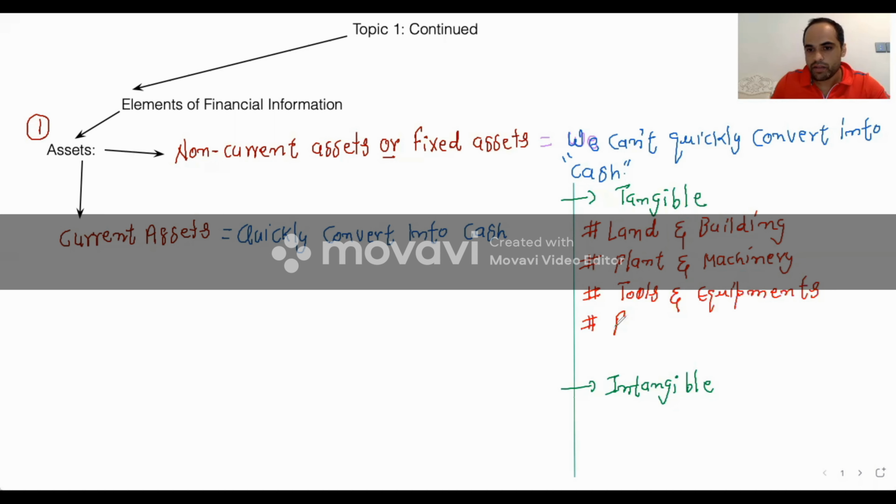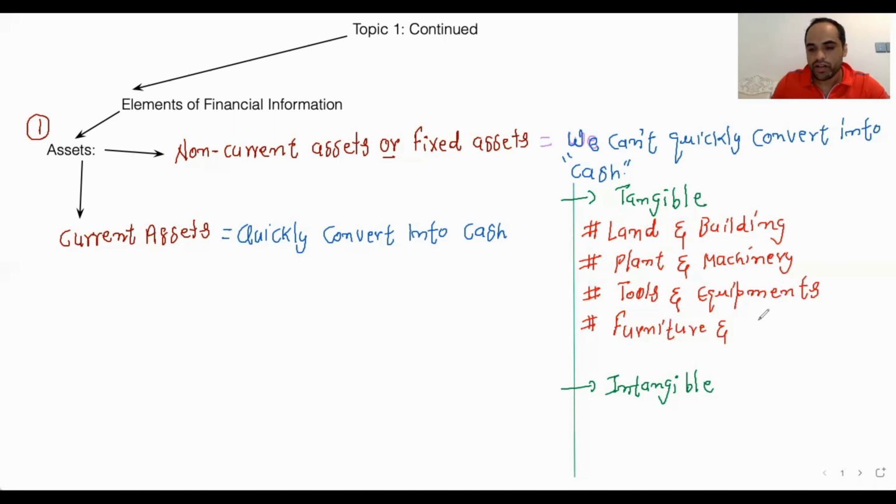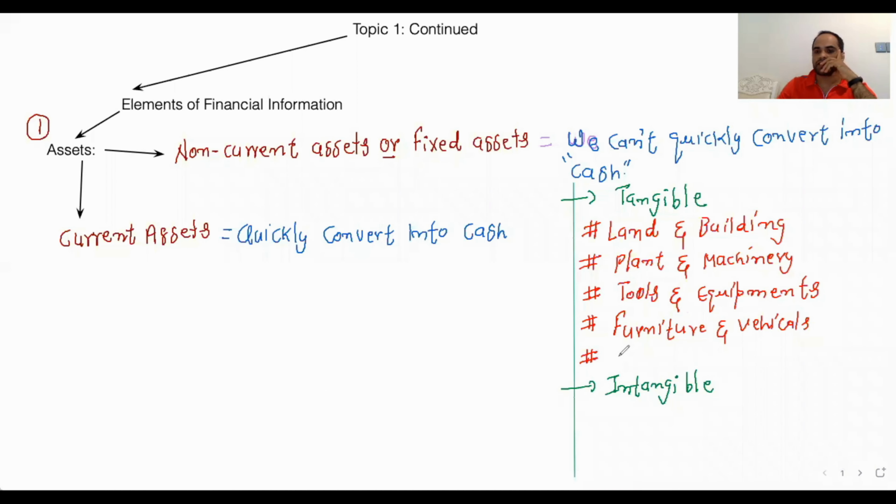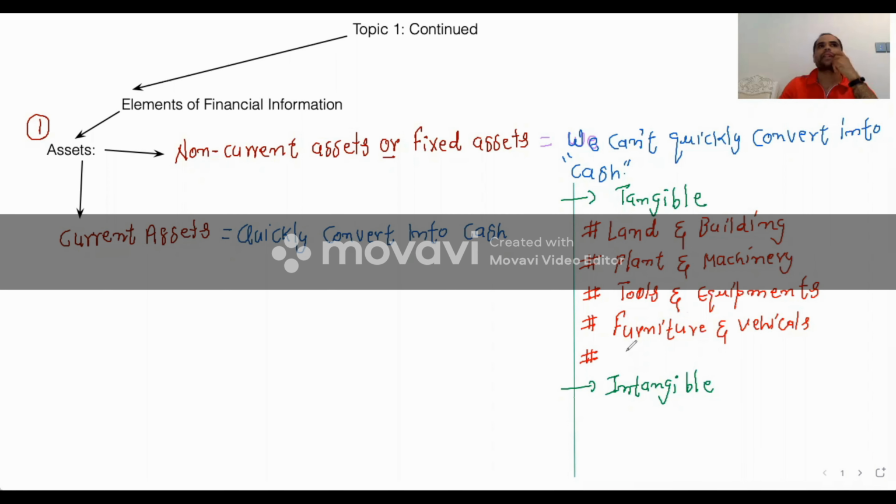Then maybe you require some furniture and vehicles. Furniture and vehicles are also your tangibles. You need a car, truck, maybe motorbikes, and so on to run your business. Besides this, we also have some other kinds of tangible assets which may not be very common nowadays, or which may not be common for some kinds of businesses.